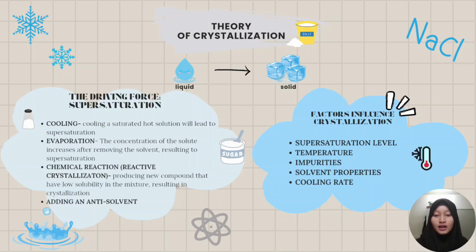And then we need to add an anti-solvent. Adding an anti-solvent during crystallization is a technique that is often used to induce the formation of crystals by altering the solubility of a compound in a solution. The process is commonly referred to as anti-solvent crystallization or precipitation. The next one is factors that influence the crystallization. There are 5 factors of crystallization, which are supersaturation level, next is temperature, then impurities, next is solvent properties and cooling rate.